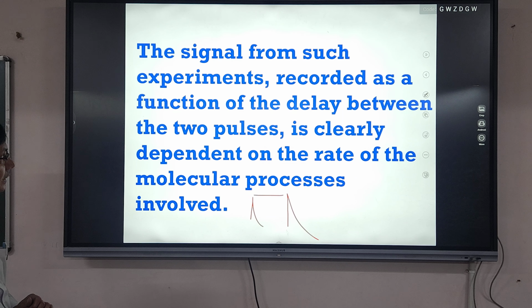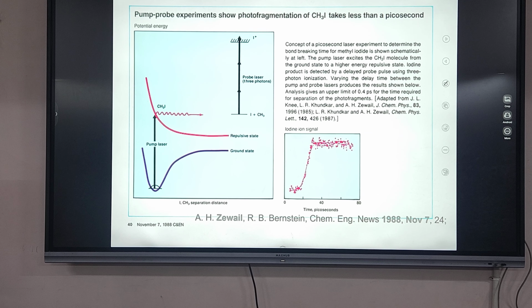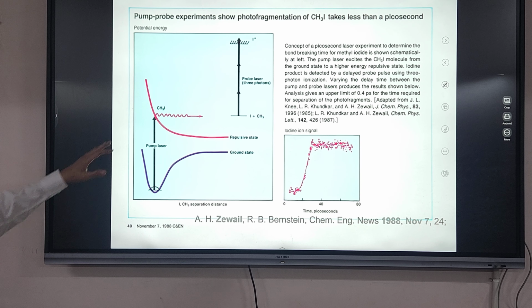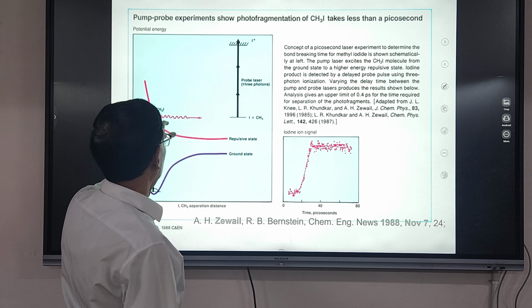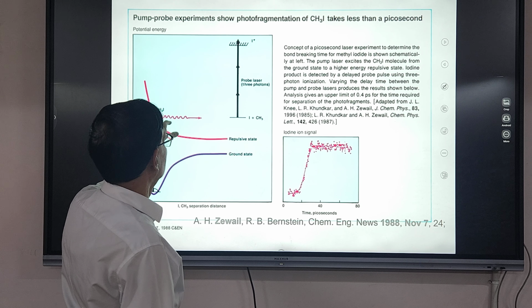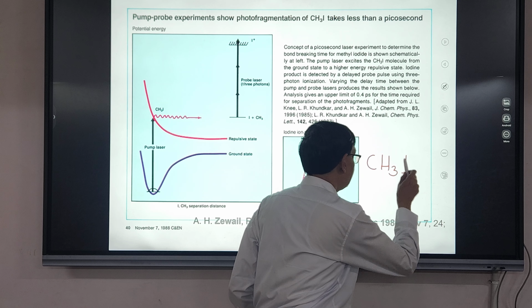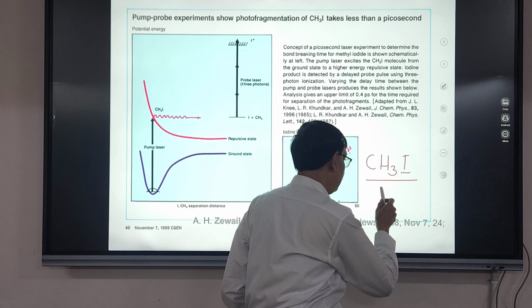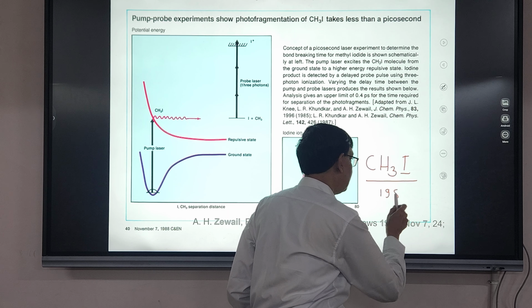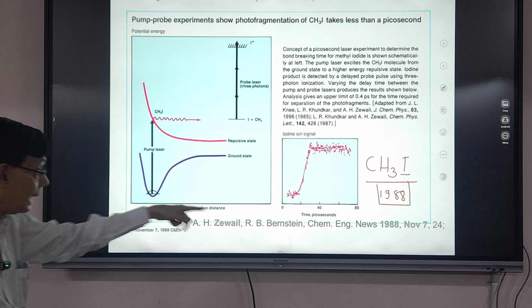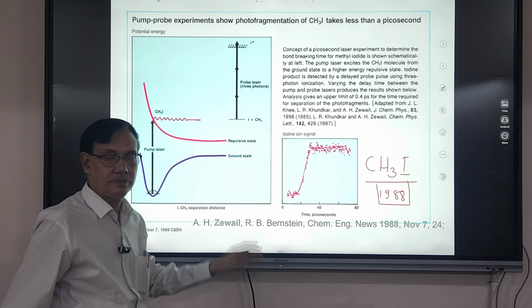Now again, you see this is a beautiful example of a pump-probe experiment, and it is a simple example of the photo fragmentation of CH3I. A very simple example, and again I am taking it from 1988. At that time he was not awarded the Nobel Prize. He had just published a paper with that great scientist, Richard Bernstein.